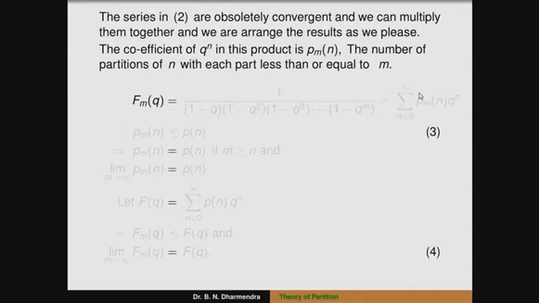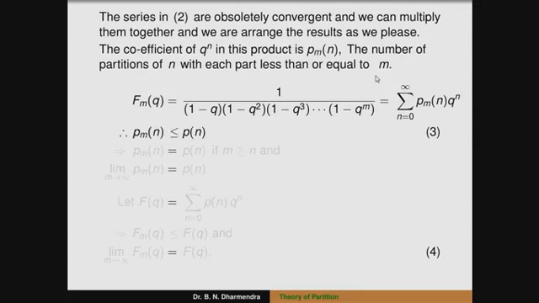Okay, so what is f suffix m of q? That is 1 divided by (q;q)_m, or it can be written as 1 divided by (1 minus q) times (1 minus q square) up to (1 minus q to the power of m). That is also equal to the summation n running from 0 to infinity p suffix m of n into q to the power of n, where p suffix m of n is the number of partitions of n with each part less than or equal to m. Using this condition, p suffix m of n is less than or equal to p of n, each part being less than or equal to m.